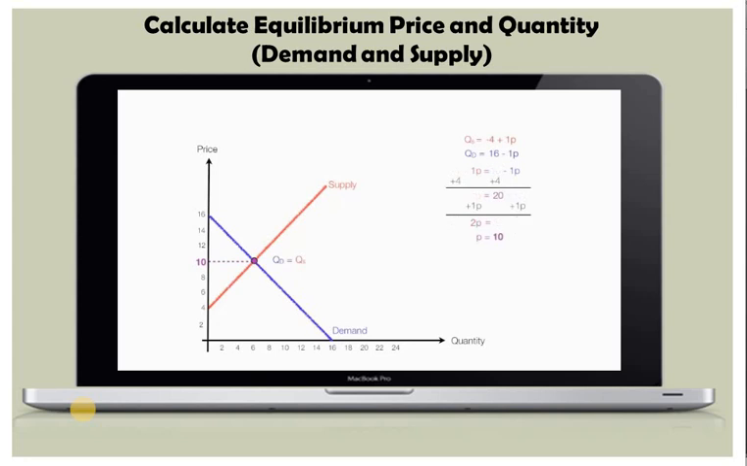Now I can take that 10 and plug it right back into my quantity supplied equation to determine quantity supplied. So now I have quantity supplied is equal to negative 4 plus 10, which is equal to 6, the last time I checked. So quantity supplied is 6 at equilibrium. I could have also plugged in the 10 to the quantity demand equation, and I would have gotten the same answer, which means quantity demanded at equilibrium is also 6.